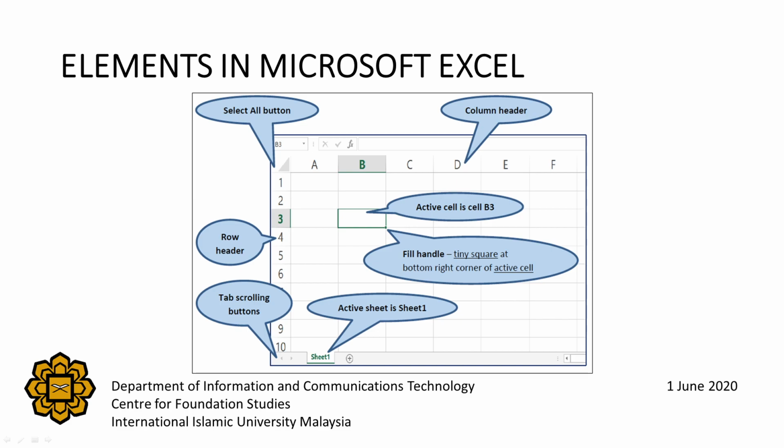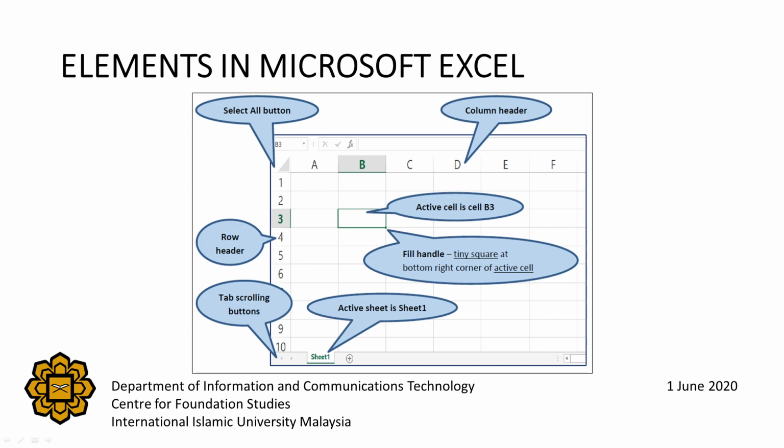And then we have the column header. Columns are labeled with letters. And then we have the row header. Rows are labeled with numbers. That is the difference.